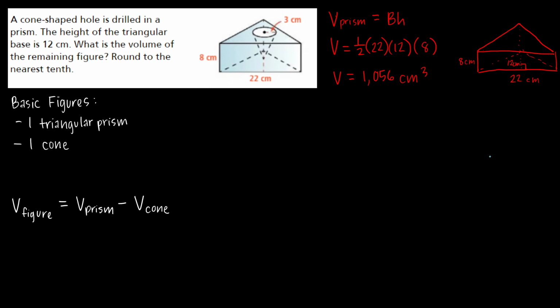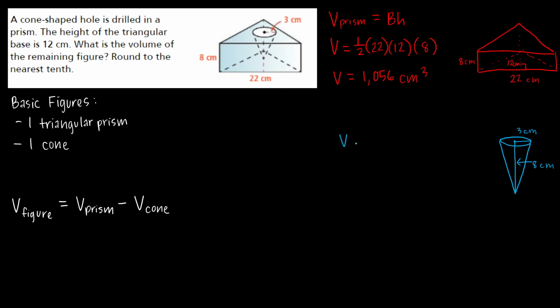Let me change up my color here. And I'm also going to redraw the cone because I want to make sure that the dimensions of this cone are absolutely clear. Okay, so the center of this cone is here. The height of the cone doesn't appear to be given. However, the cone is drilled completely through the prism. So the height of the cone should be the height of the prism, and that's 8 centimeters. And so the radius of this cone is given, and that is 3 centimeters.